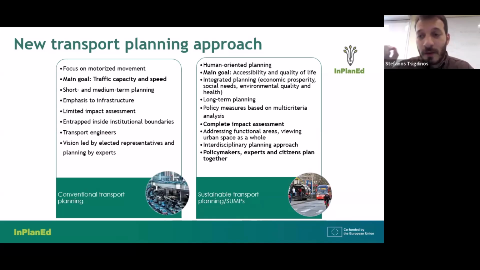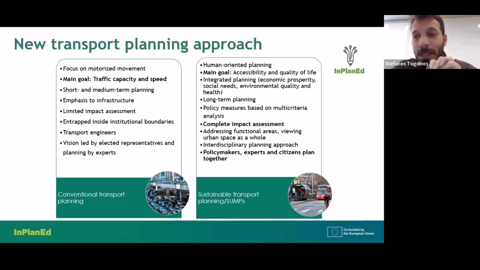As we said, human-oriented planning approach is a very critical element of sustainable mobility. Furthermore, our main goal when we talk about SUMPs is to enhance accessibility and improve quality of life. It is not only about speed and capacity and efficiency. It's about how we really interact with each other and with the environment.